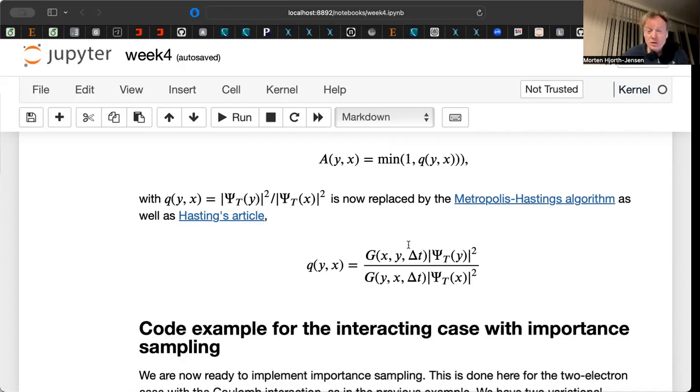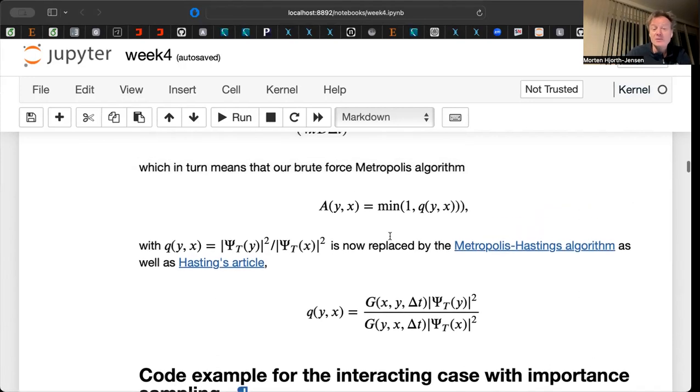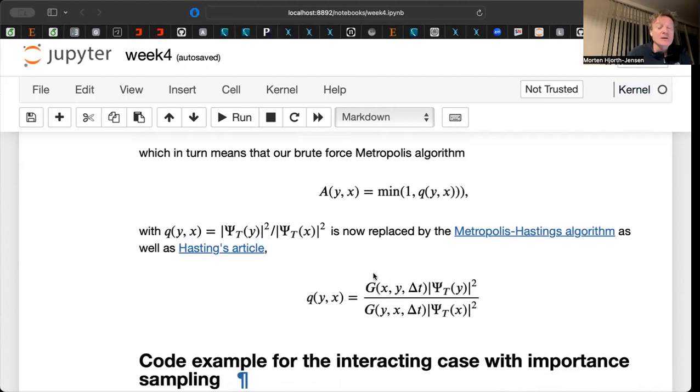So I wanted to also remind you of the fact that when we look at the Metropolis algorithm, or when we are looking at a Markov chain, in a Markov chain we have a model for the probability of being in a position. That is the probability which we are modeling, which in our case is the wave function squared. But we don't have a model for the transition probability.